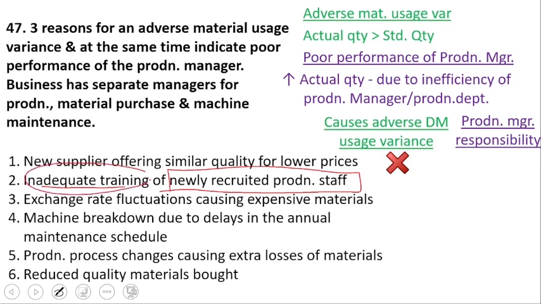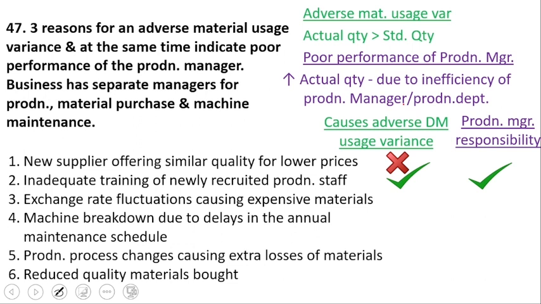Now moving on to reason 2, inadequate training of newly recruited production staff. Whenever there is inadequate training, wastage is a possibility, which means that the actual quantity used may increase and it may result in an adverse direct material usage variance. And is it the production manager's responsibility? Of course it is, because he was supposed to train them properly. It is the inefficiency of the production manager that he did not train the newly recruited staff. So here again, it is the production manager's responsibility.